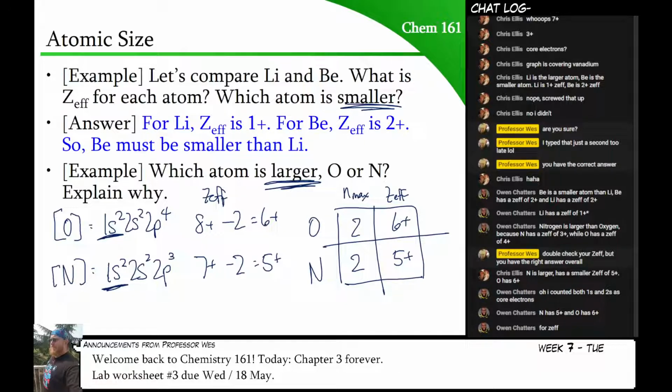And so I want the bigger atom. So if I want a bigger atom, I want the smaller Z effective. All right, there you go. That's atomic size. So now, if I give you any pair of atoms, you should be able to tell me which one is bigger based on these trends.